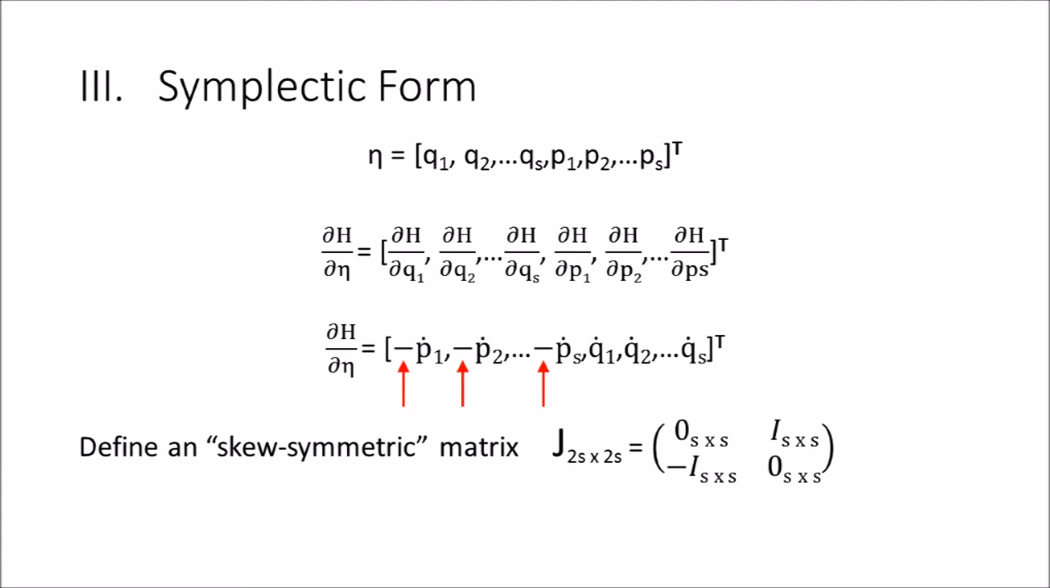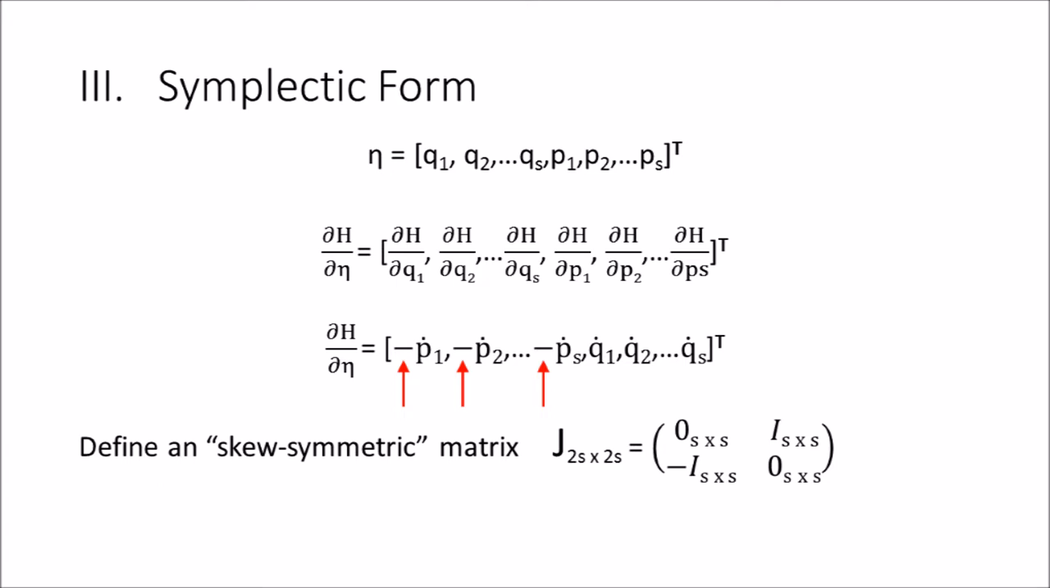So let's say that we take our old phase space and put it in a column vector, call it eta. And then let's say, okay, well, that's great. For the Hamiltonian, we can take the partial with respect to each of these variables. Let's create another column vector. Okay, looking good. And then we remember that, hey, I know what this is. This is minus the time derivative of momentum, et cetera. So you can actually replace all these terms with Hamilton's equations of motion.